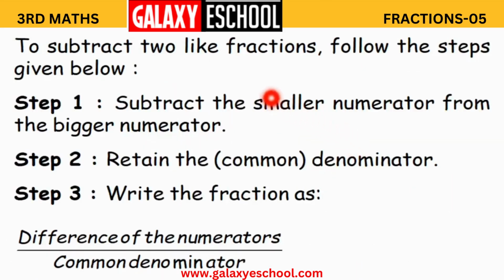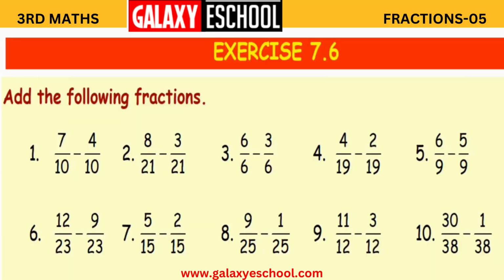Yes, to subtract two like fractions, follow this step. First, subtract the smaller numerator from the bigger numerator. Retain the common denominator. And how do we write the answer? That is, children, the resultant fraction is the difference of the numerators divided by the common denominator. Yes or no? Yes. Now let us solve an exercise.